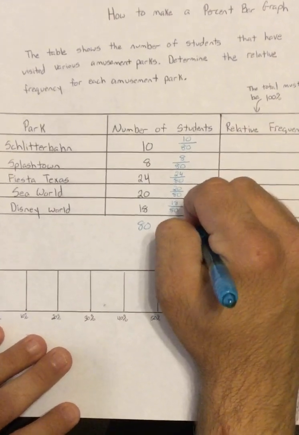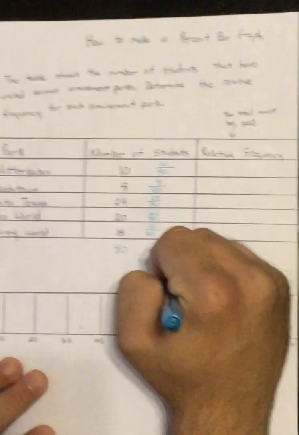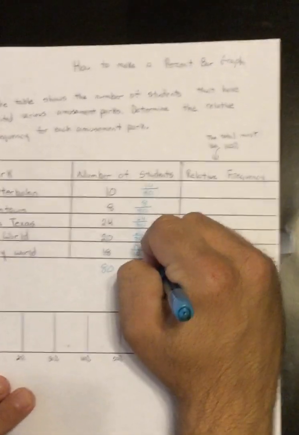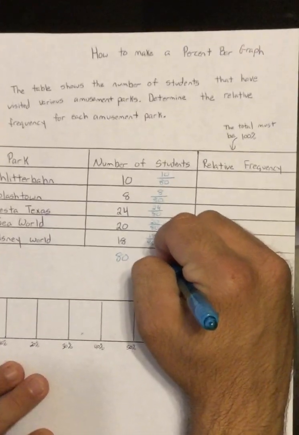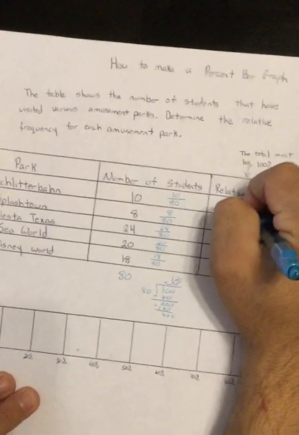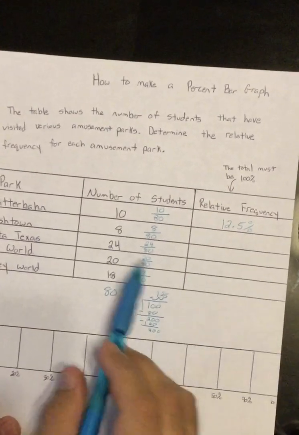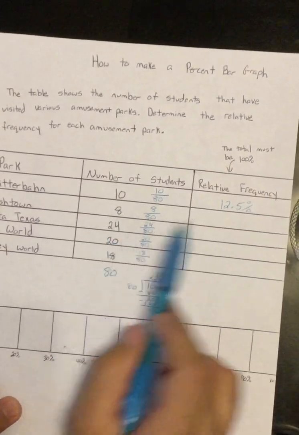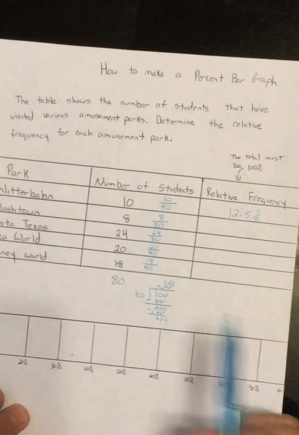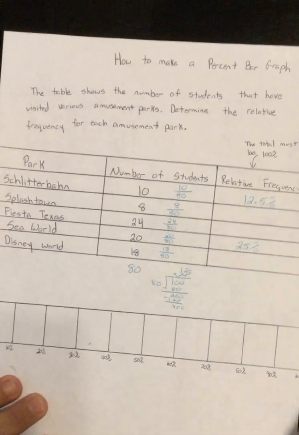80 into 200 2 times. 80 into 400 5 times. So 0.125, move the decimal 2 places to the right. It's 12.5%. 20% is double that. So what is 12.5% doubled? It's 25%. So I didn't even have to do any math there.